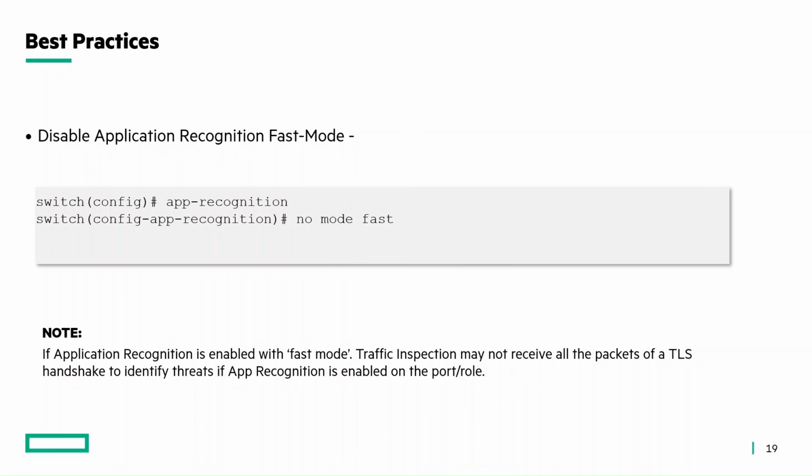So some best practices. We must disable application recognition fast mode. Very simple. App-recognition, no mode fast. If app recognition is enabled with fast mode, traffic inspection may not receive all of the packets of a TLS handshake to identify threats.